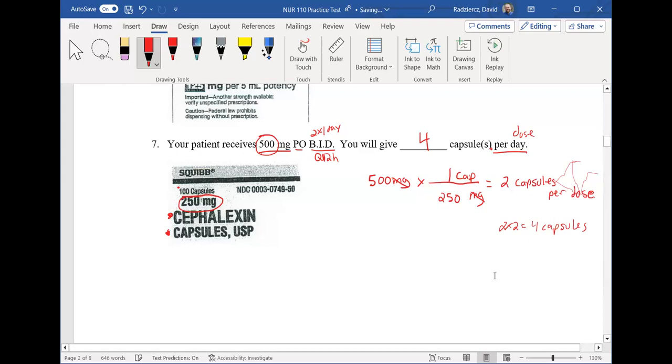Yeah, so you always want to answer based off of what the question is asking for. Like, I think you said there's a practice test question, and it just says you will give blank capsules. And so the answer for that question would be 2. But if it says how many capsules per day for this same question, it would be 4. So is it per day or per dose?